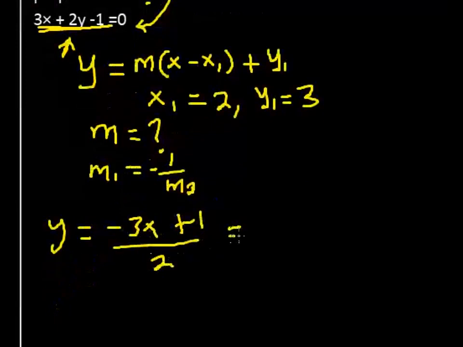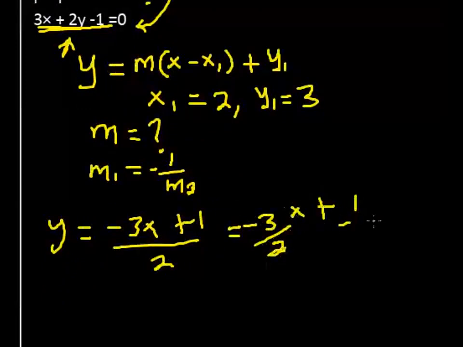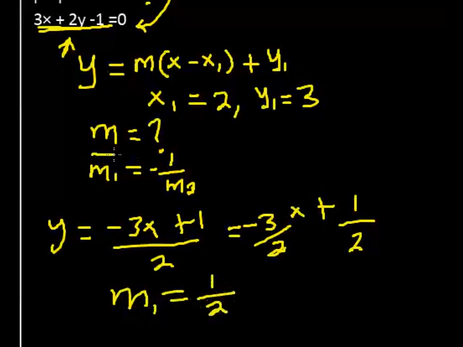Which of course gives me minus 3 over 2 x plus 1 over 2. Which of course we now know that the m, let me call it m1, is minus 3 over 2. So assuming now this is m2, the slope of this line, and we're told that this line is perpendicular to this line.